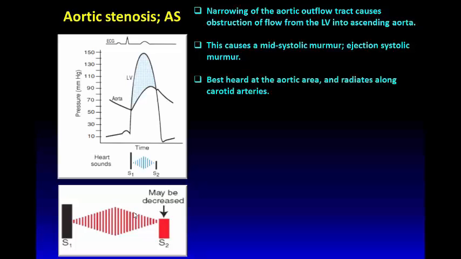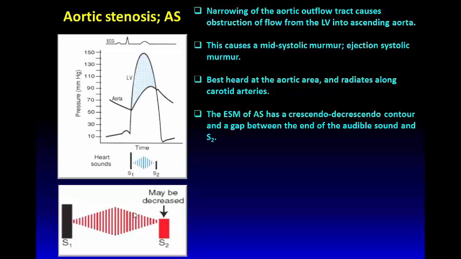The murmur of aortic stenosis is best heard at the aortic area, and it radiates along the carotid arteries in the neck. It is an ejection systolic murmur of crescendo-decrescendo contour with a gap between the end of the audible abnormal sound and S2.